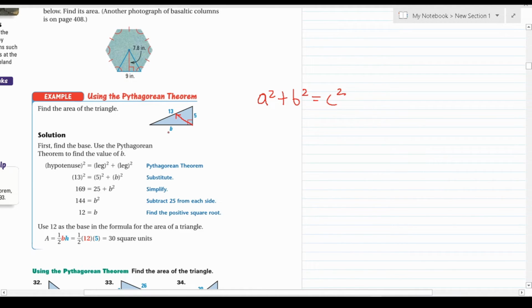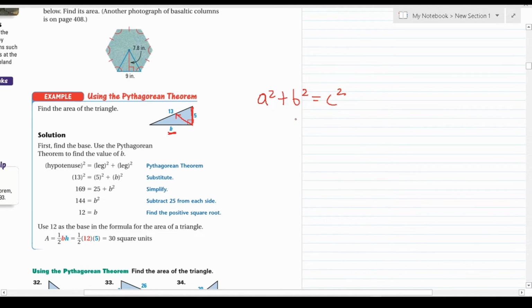So in this case, we need to find b, because this is the base and this is the height of this triangle, which we need to plug into the area formula. So we're going to have to make use of the Pythagorean theorem before we can do that. So let's plug in what we have.